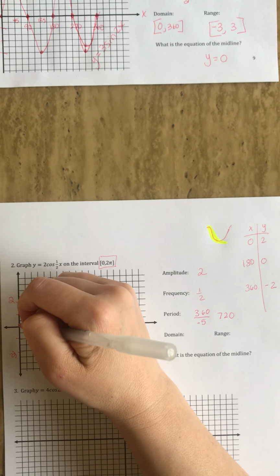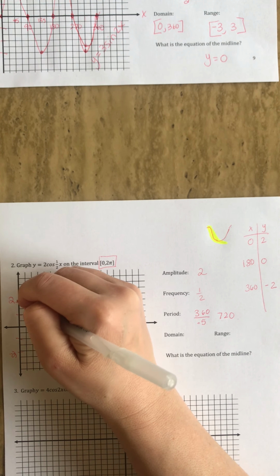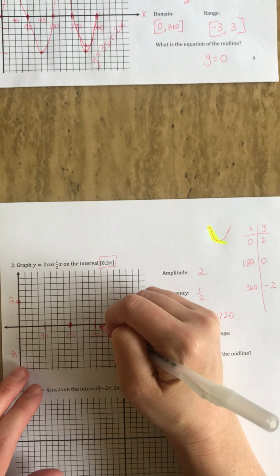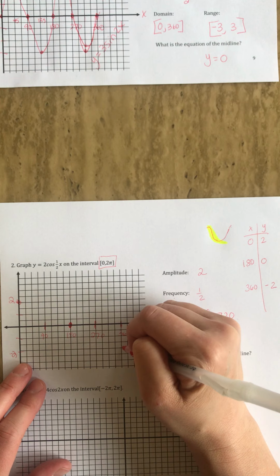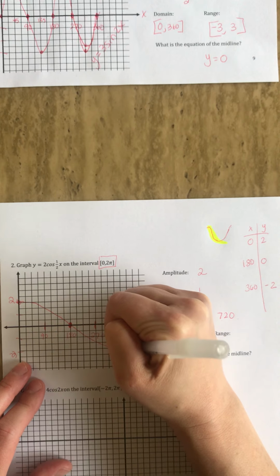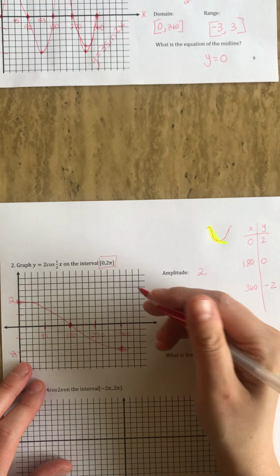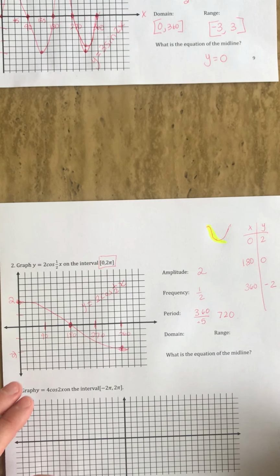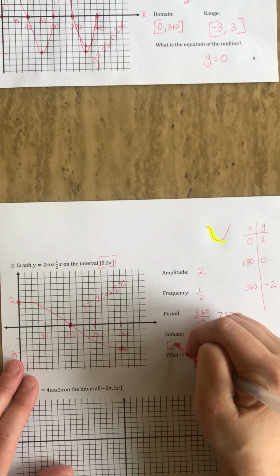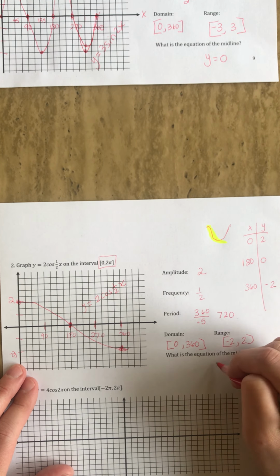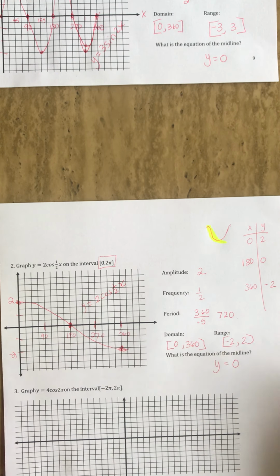So you're going to go ahead. You're going to start at 2. At 180, you're going to be at 0. And at 360, -2. Whoops. And you guys can label y is equal to 2 cosine 1/2 x. So our domain, again, is going from 0 to 360. The range, -2 to +2. And our midline, y is equal to 0.